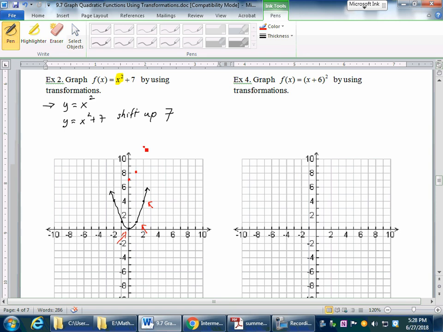And then on the other side, it will be symmetrical, so I can use the symmetrical idea to graph it or continue shifting the points. And this will become the graph.